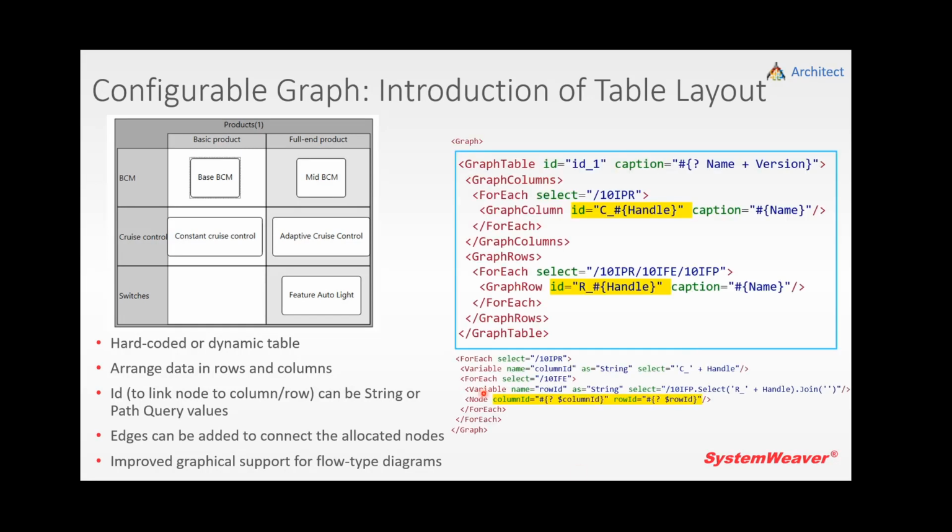And this is just a brief review. So you have your graph configuration here. There are these new tags, graph table, and then it has columns and rows. And then you connect your nodes via these IDs to get them allocated.